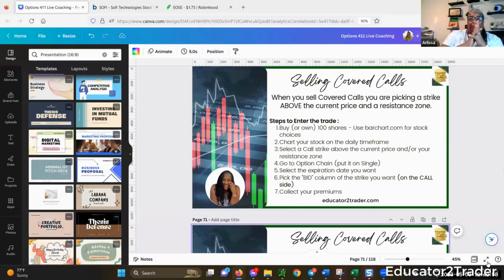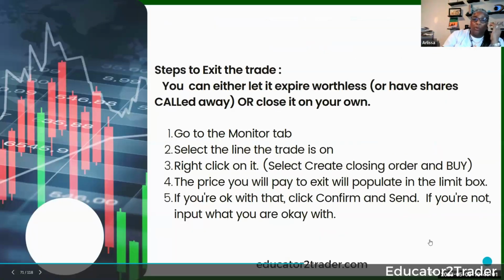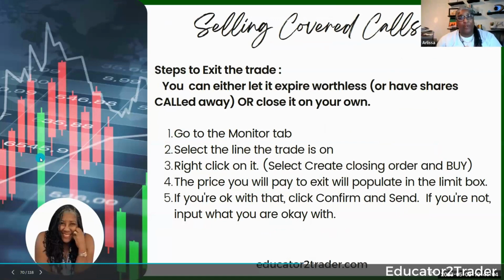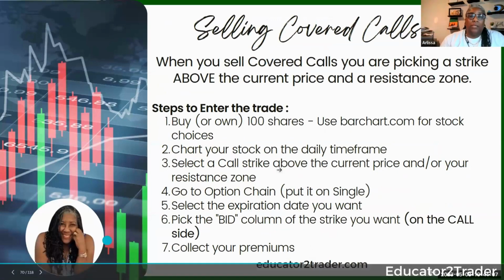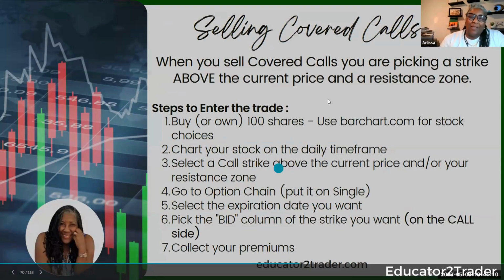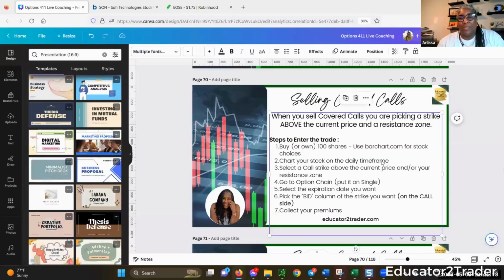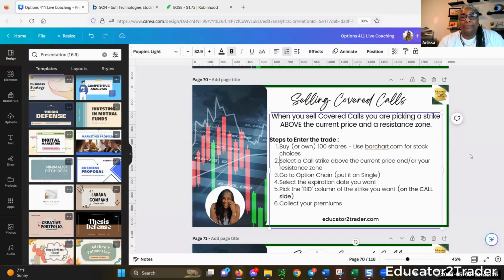When you're selling a covered call, you can go to Barchart and find some stocks if you're interested, or just use stocks that you like. I don't really think you have to chart it on the daily time frame, to be honest. You just want to select a strike that's above what you paid for the stock and above the current price. What you paid is really called your cost basis.